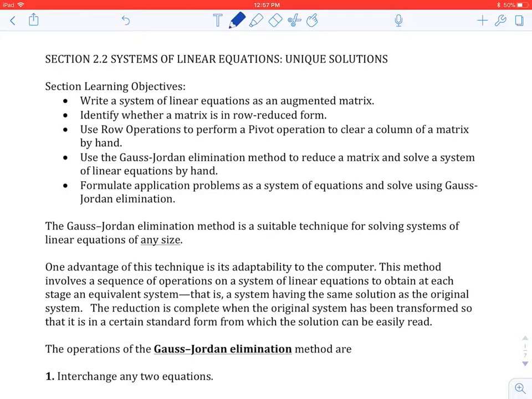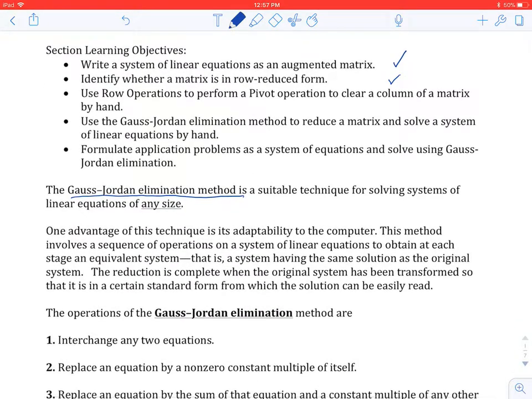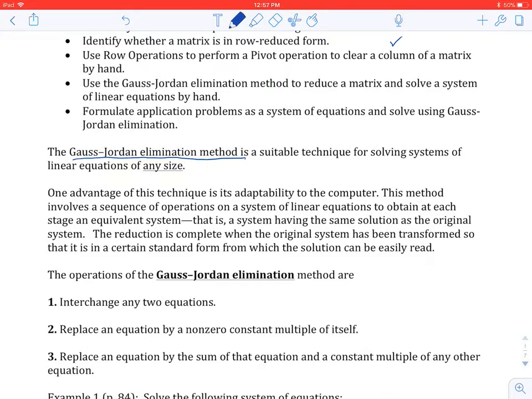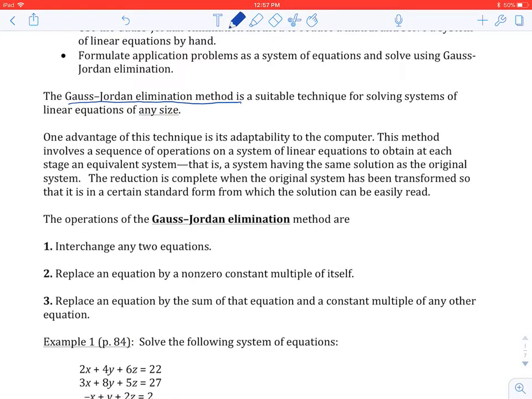We're going to write a system of linear equations as an augmented matrix, and we're going to identify whether a matrix is in row reduced form, and this will probably be split up between two videos. What we're going to be talking about is something called the Gauss-Jordan elimination method. We're using this method to solve systems of linear equations of any size. We've already done systems with two linear equations and two variables, and we're hoping to solve systems with more equations and more variables.